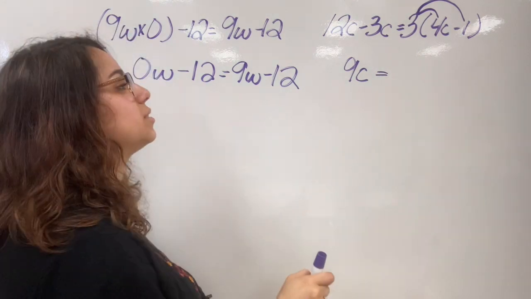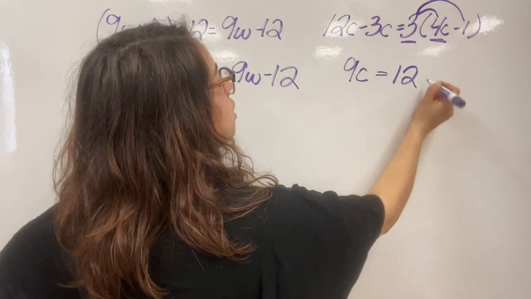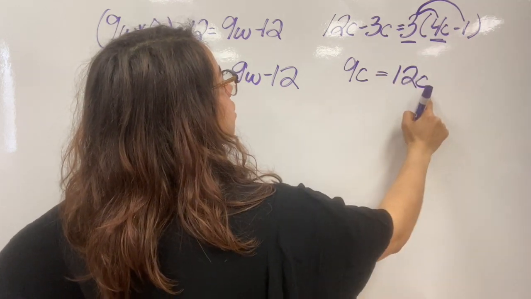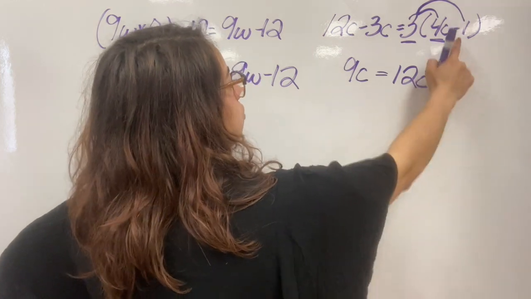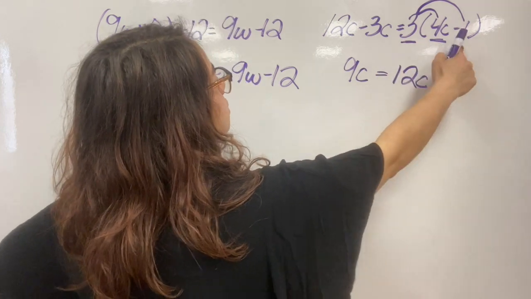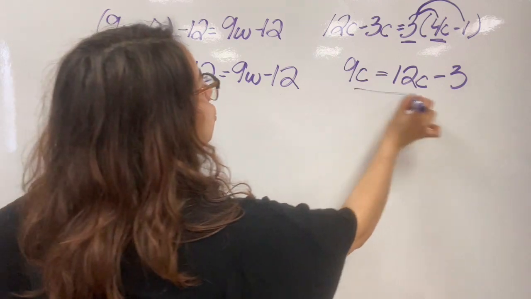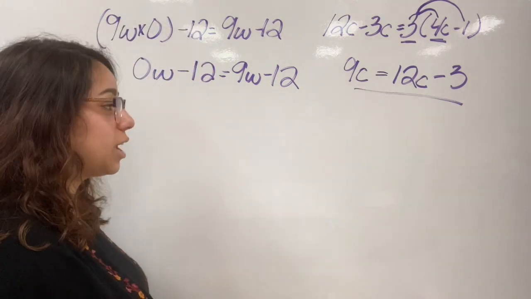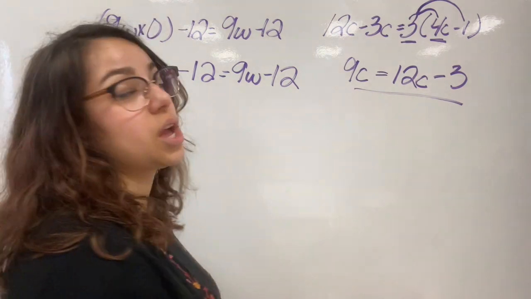Over here, 3 times 4 gives us 12. And then don't forget the C. And then we're going to do minus. And then 3 times 1 gives us 3. So these are also not equivalent because 9C doesn't equal 12C minus 3.